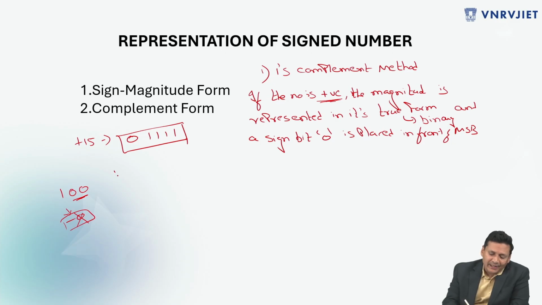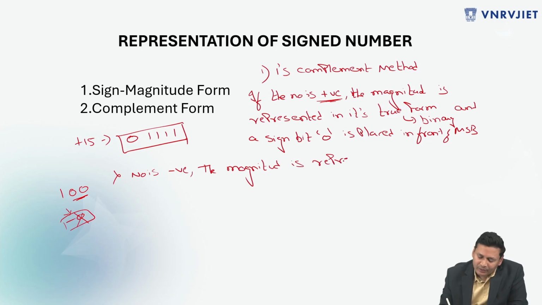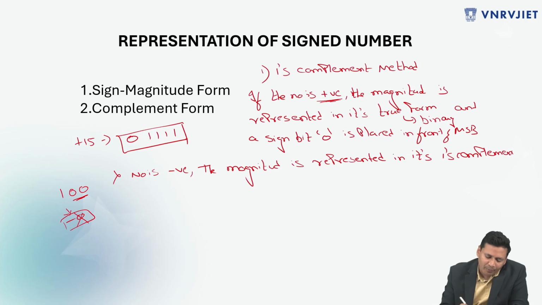Now coming to the second case, that is the negative number. If the number is negative, the magnitude is represented in its ones complement form, along with a sign bit. The sign bit for representing a negative number is 1, and the sign bit 1 is placed in front of the MSB.